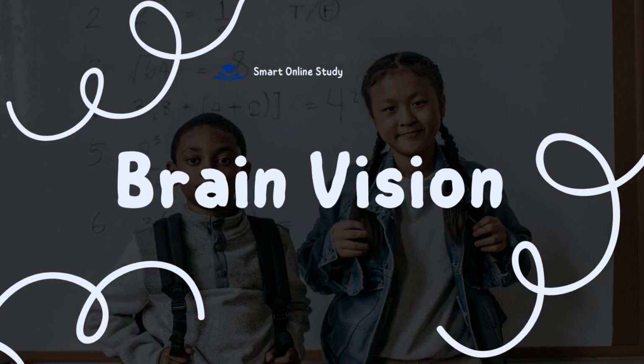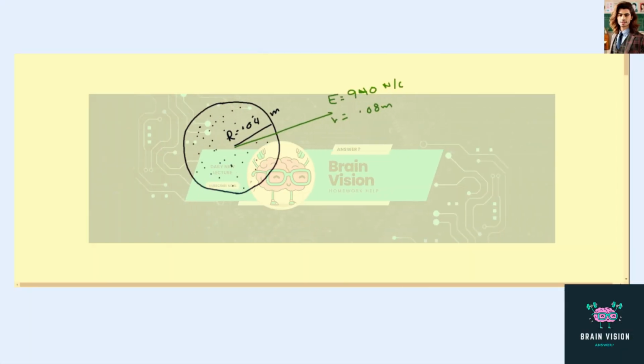Welcome to Brain Vision. Here we're going to be using Gauss's law to find some properties of a uniformly charged sphere with a radius of 0.04 meters. What Gauss's law says is that the projection of the electric field outward through a closed surface, which looks like an integral over a surface, is equal to the enclosed charge over epsilon naught.